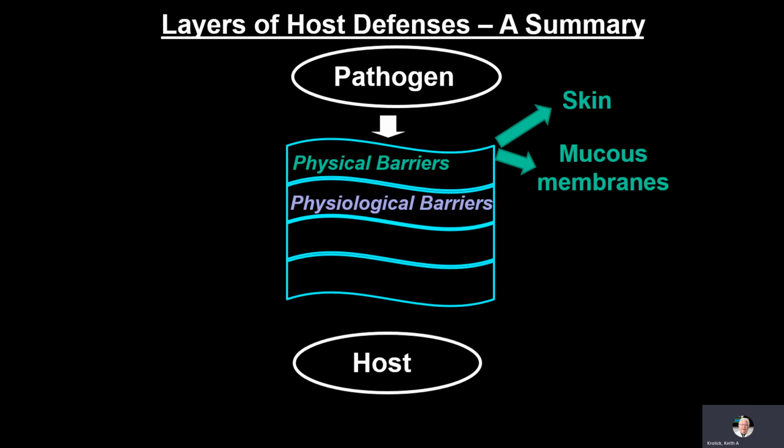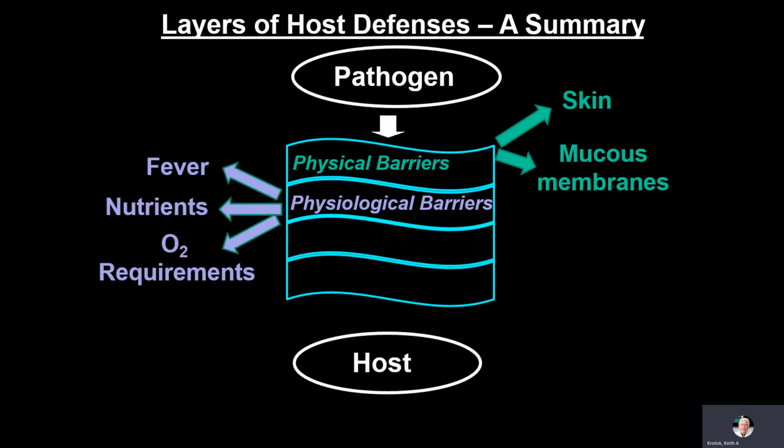There's all kinds of things that microorganisms need to be able to do in order to thrive in a particular environment. I brought with me three possible examples of these kinds of physiological barriers: fever, nutrient supply, and oxygen requirements.